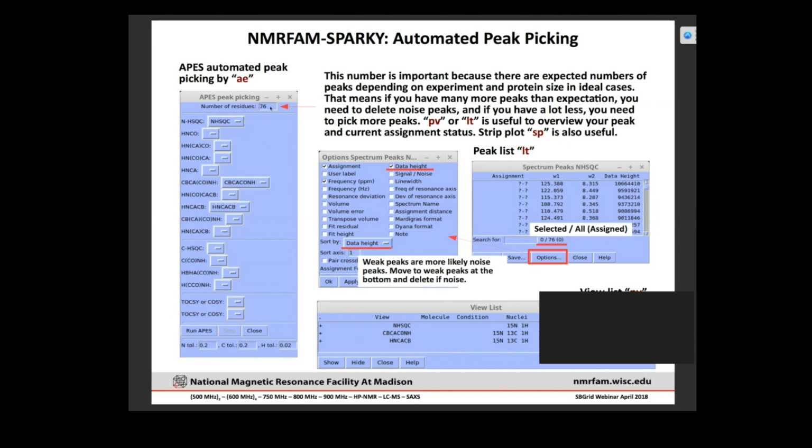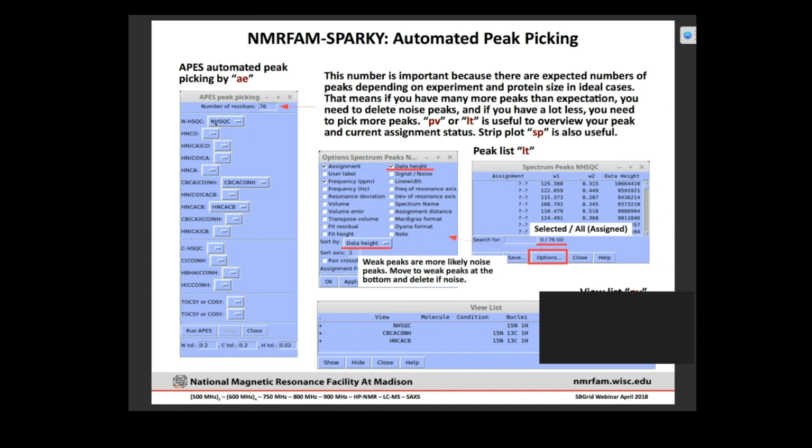So you just type the number of residues. Let's say if you put 76, it's going to find similar numbers in the NHSQC. If you have a monomeric protein that does not have that, it's still better to try the automation. It really does not harm your project. So try it first, and if it works, you're lucky.